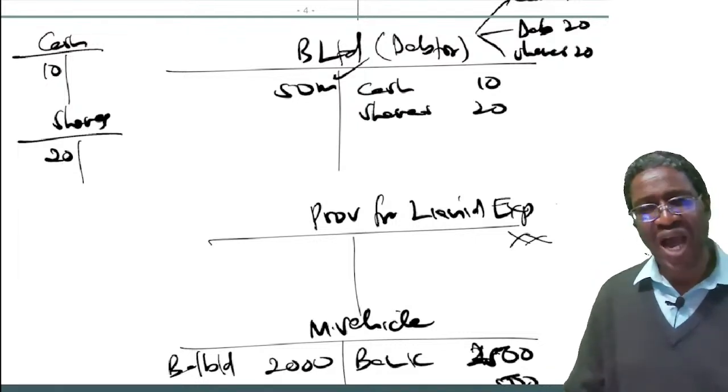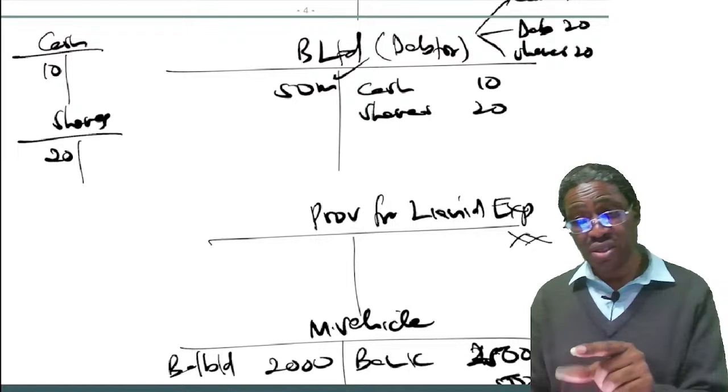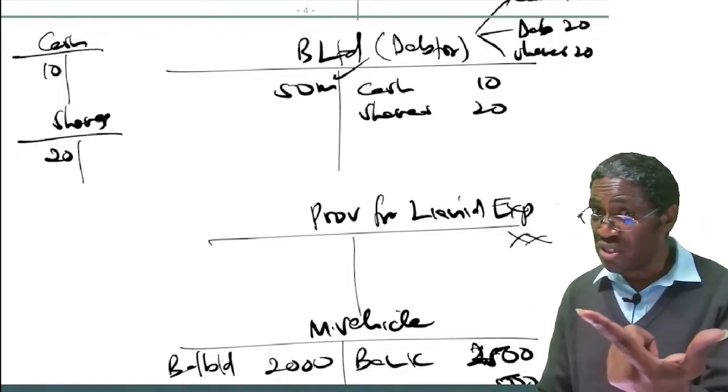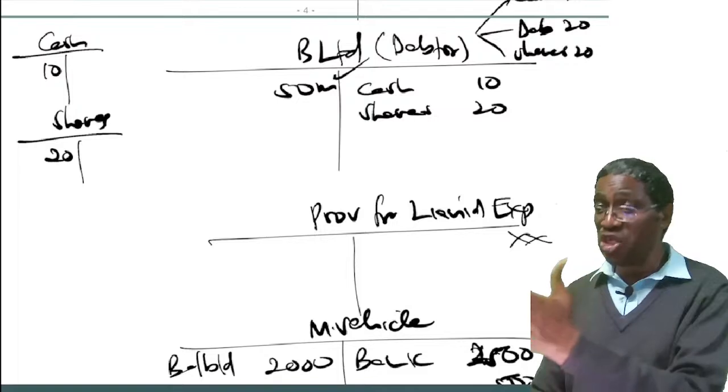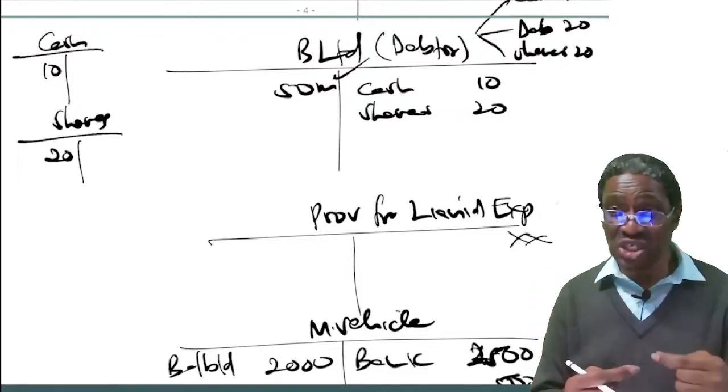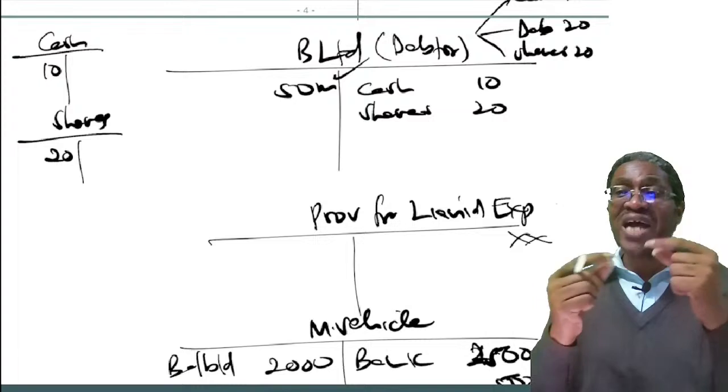Listen, I am receiving shares. I am not the company issuing the shares. If the company is issuing shares, they credit share capital. But when we are receiving shares, we are receiving them as an asset.